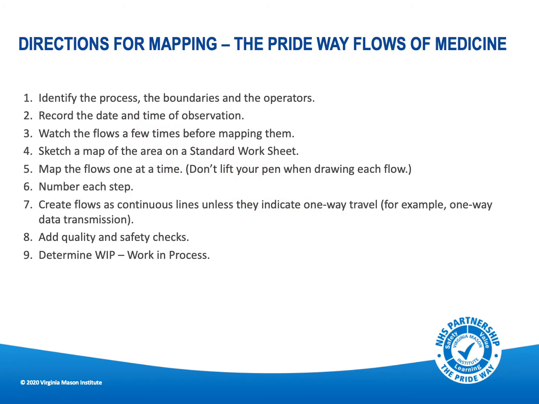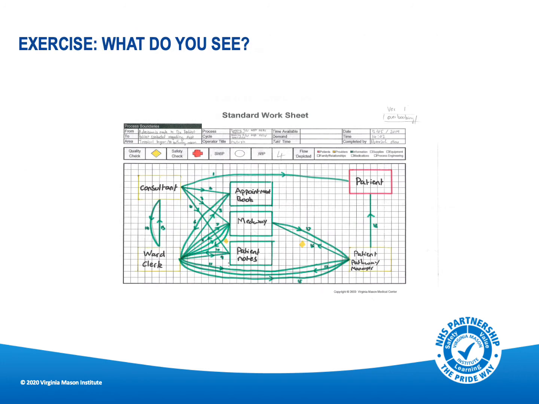Don't forget to determine and document which process you are observing, including the boundaries and the operators. Record the time and date of the observation and watch the process a few times before starting to map out the flows on paper. And try not to lift your pen off the page. Number the steps so it is easy for other people to follow the flows of the process. And don't forget to add quality checks as a yellow diamond and any safety checks as a red cross, shown in this example.